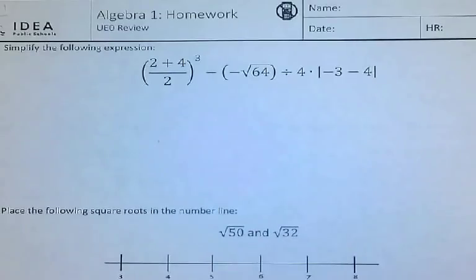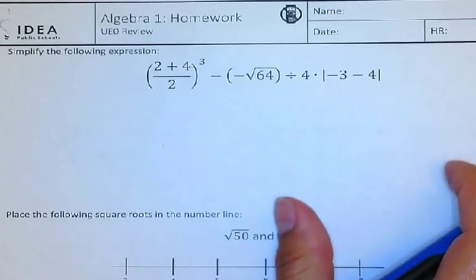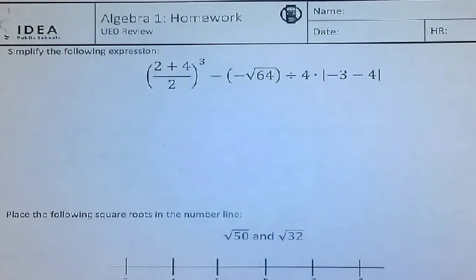And so here's your review for the unit exam 0. This is the first problem. You have to simplify the expression. So we're going to use order of operation, or PEMDAS.